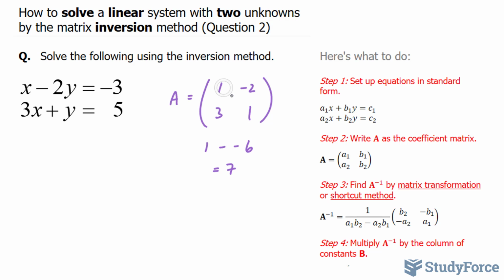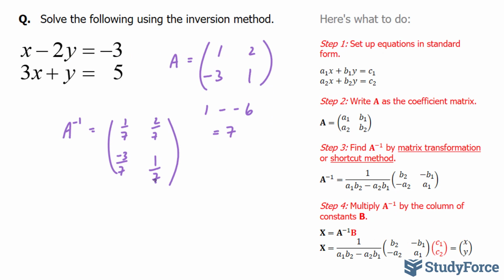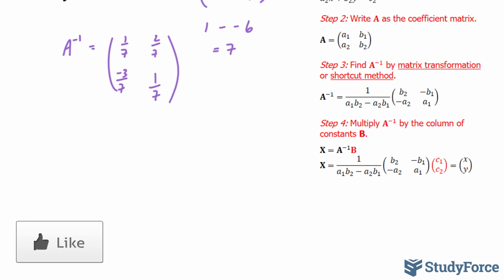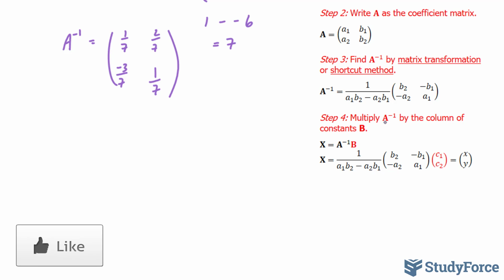And then we switch the 1 and the 1, but we don't need to do that since they're both 1s. And we switch the signs of the other diagonal. So this is negative and this becomes positive. I've erased the positive symbol, no need for that. And now we divide each of these elements by 7. If we do that, we have our A inverse, and this becomes 1/7, 2/7, -3/7, and 1/7.